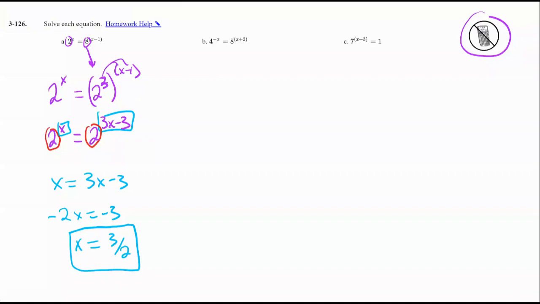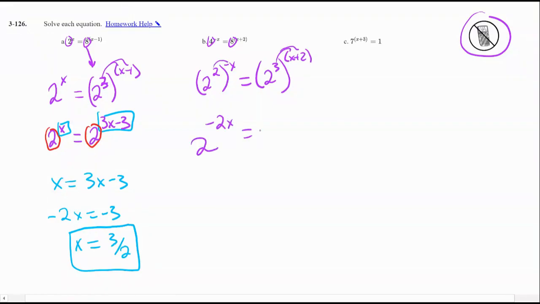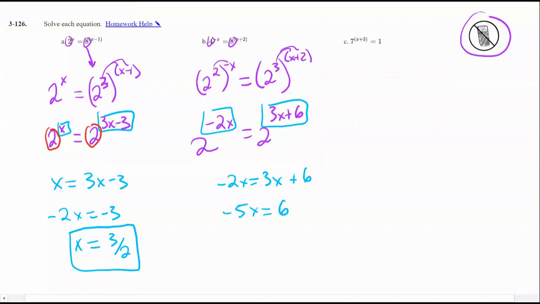So for the second one here, I have 4 and 8. So I know 4 is 2 squared. The hardest part here is finding the common base, in my opinion. I know 8 is 2 cubed. Now I multiply the exponents here to get negative 2x and 3x plus 6. I set the exponents equal to each other, and I solve. So negative 5x equals 6. x equals negative 6 over 5.